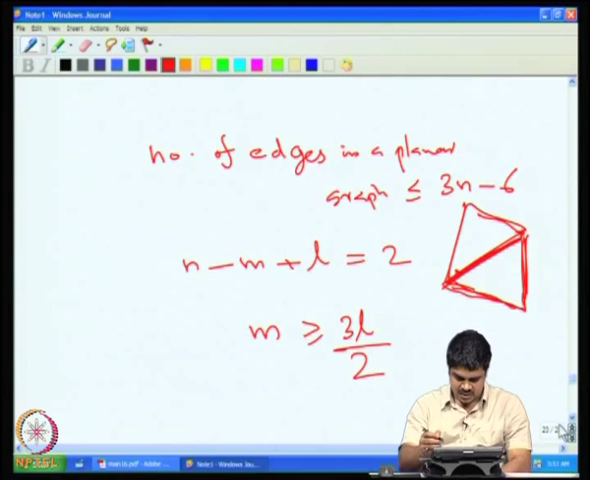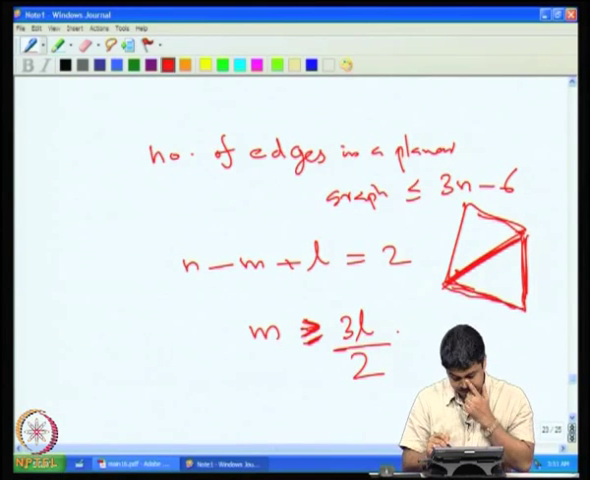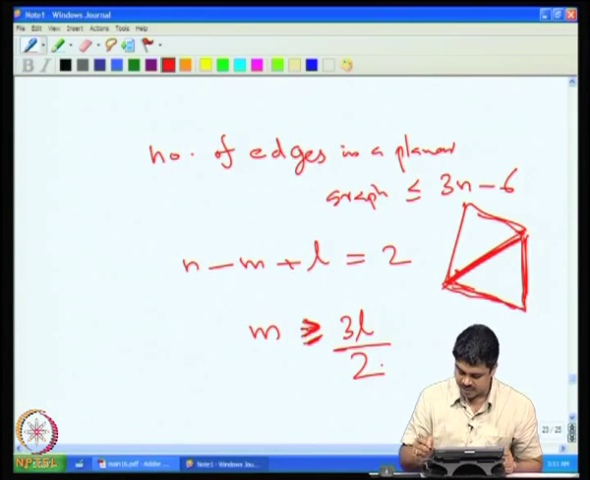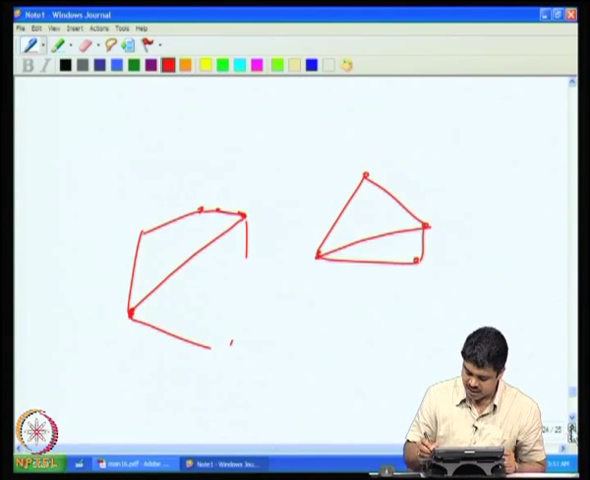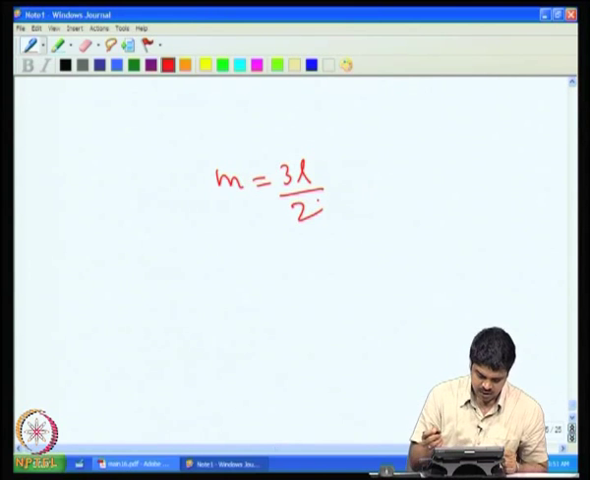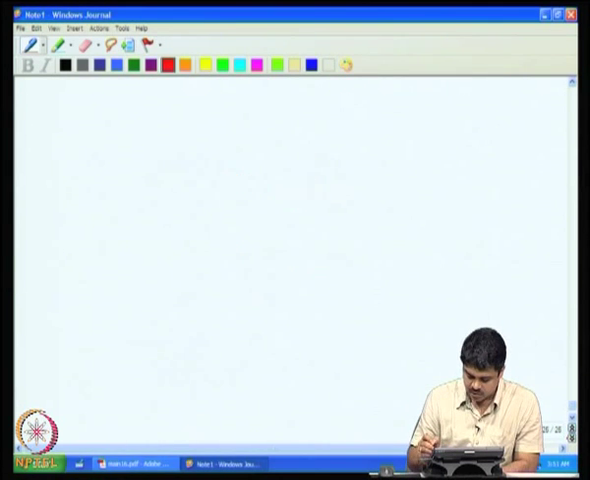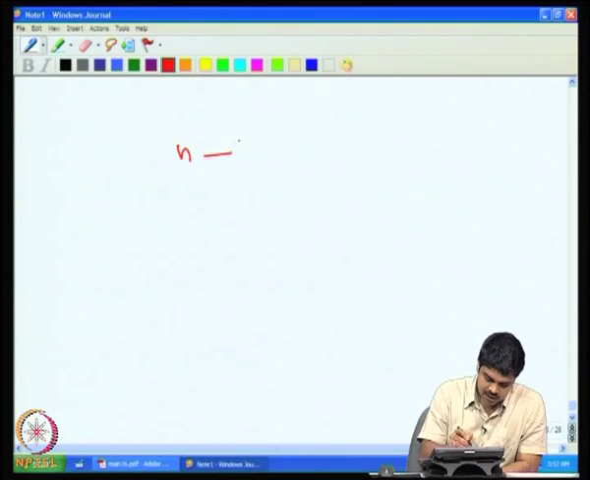In fact, each face will contribute 3 edges, so it will be equal to 3l in that case, when it is triangulated and maximal. So if I am considering only triangulated graphs, I can write m equal to 3l by 2. So l equals 2m by 3, isn't it? Now I can substitute in the Euler formula, n minus m plus l equal to 2.